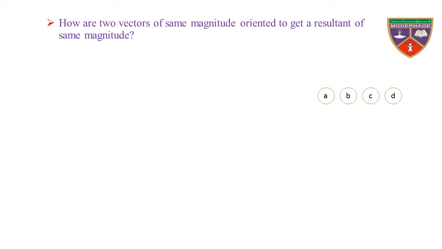How are two vectors of same magnitude oriented to get a resultant of same magnitude? Option A 45 degree, option B 60 degree, option C 90 degree, option D 120 degree. Therefore, key is 120 degree. Therefore, the correct option is D.